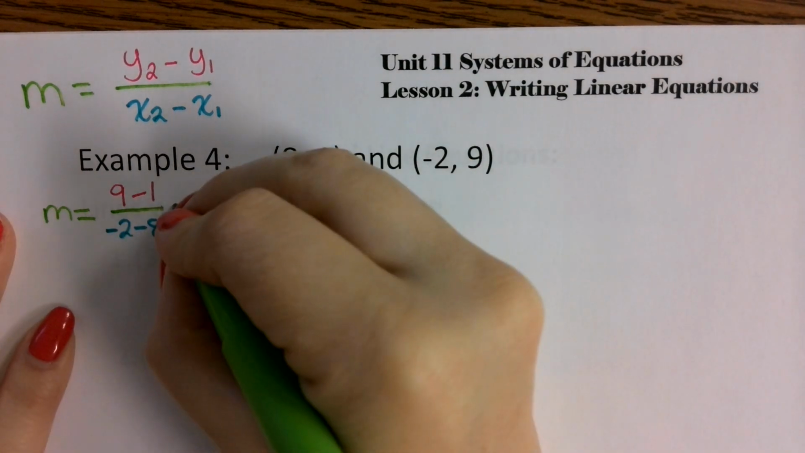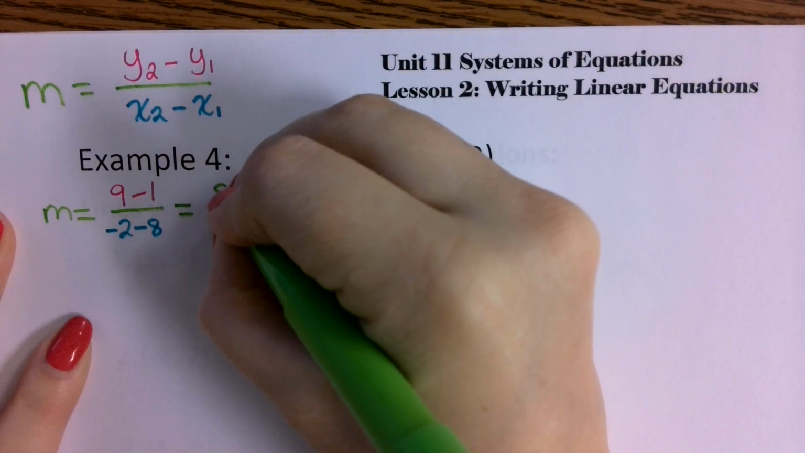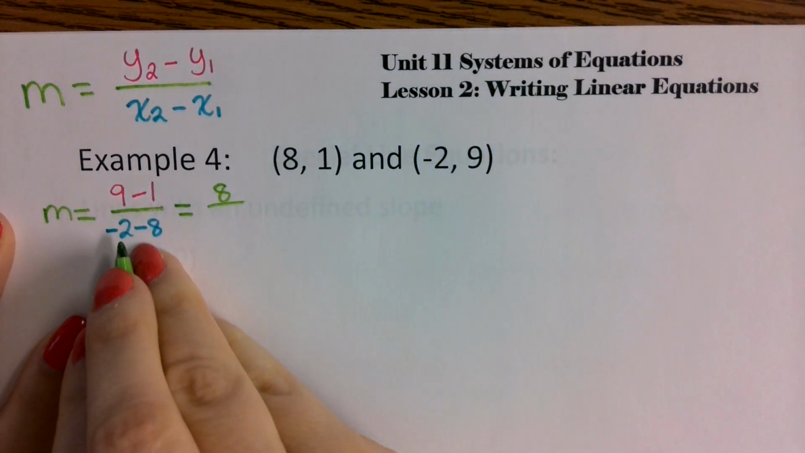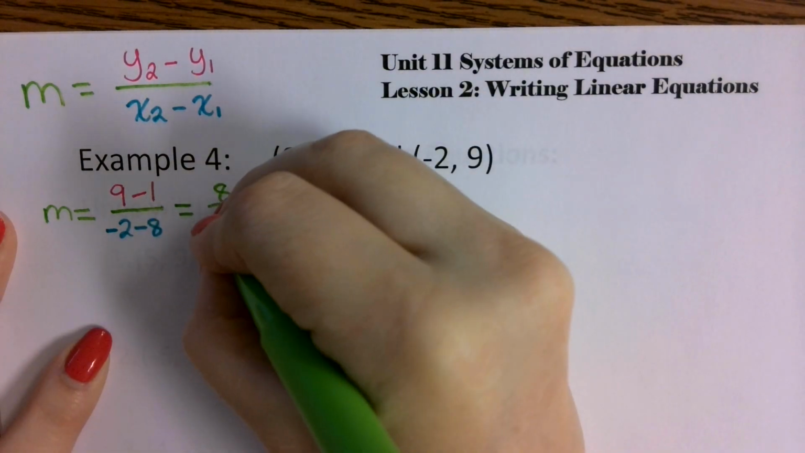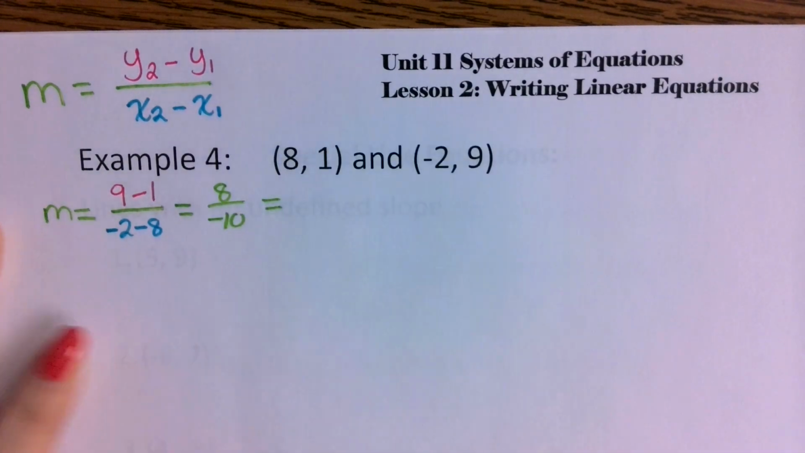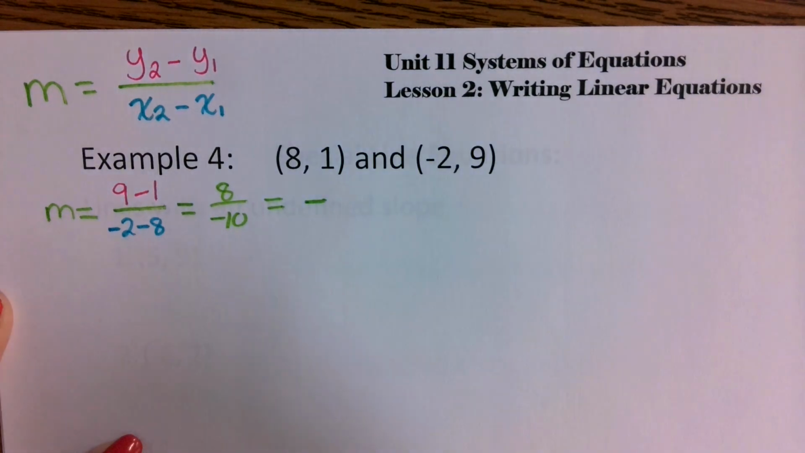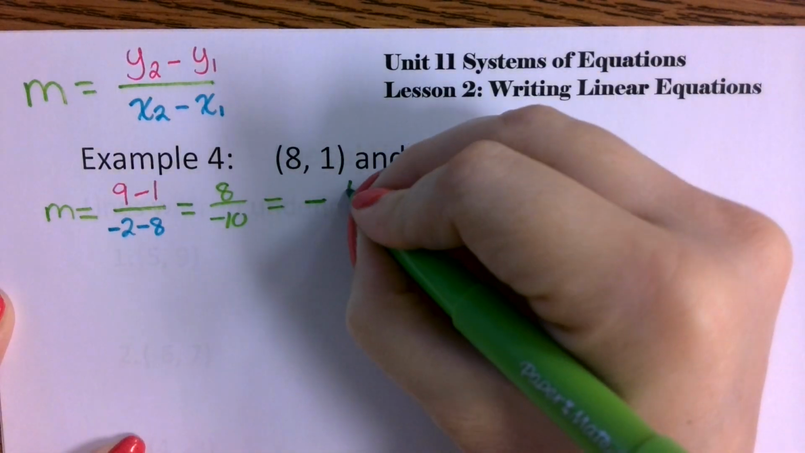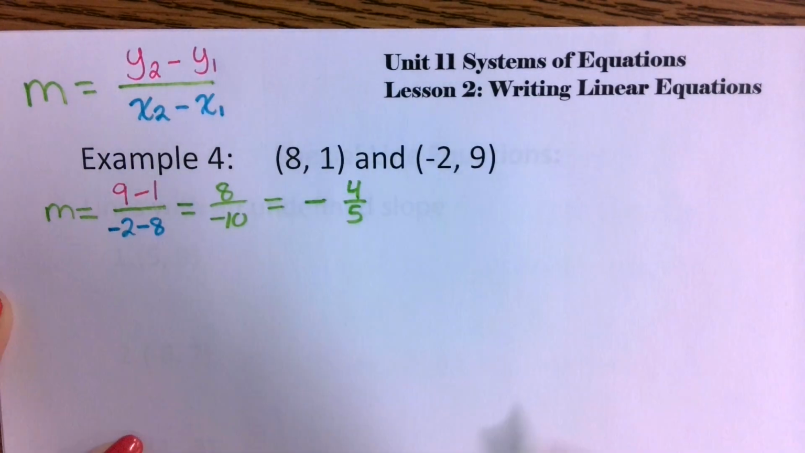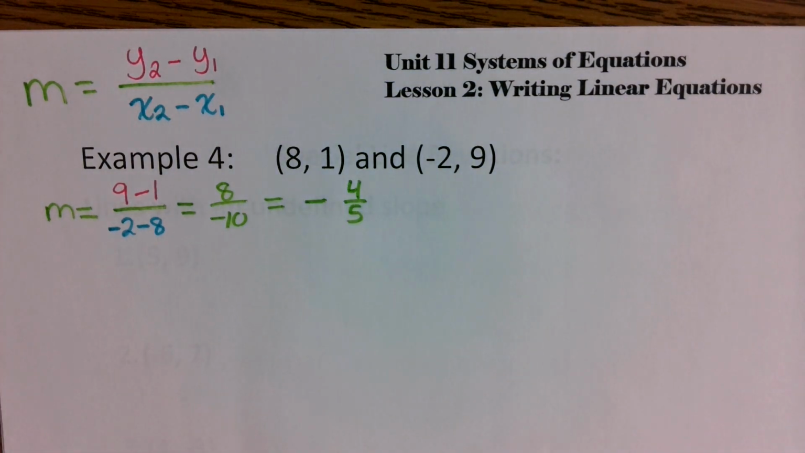Once I've subtracted, 9 minus 1 gives me a positive 8. Negative 2 minus 8 gives me a negative 10. And like always, you want to simplify them. Bring the negative out in the front. And then 8 over 10 simplifies to 4 over 5. So you get a negative 4/5 for your slope.